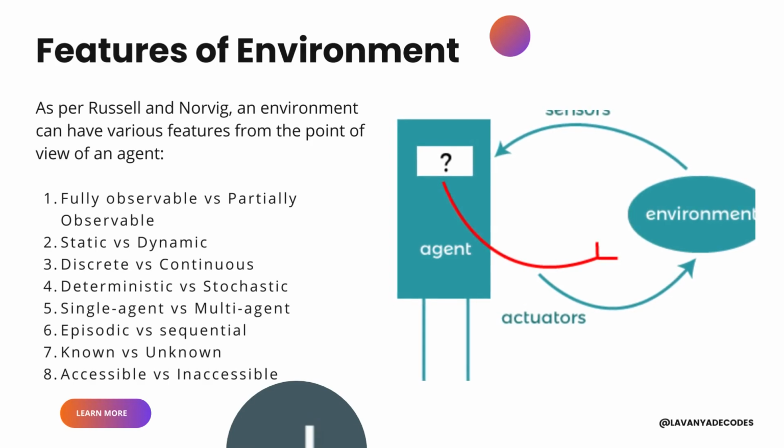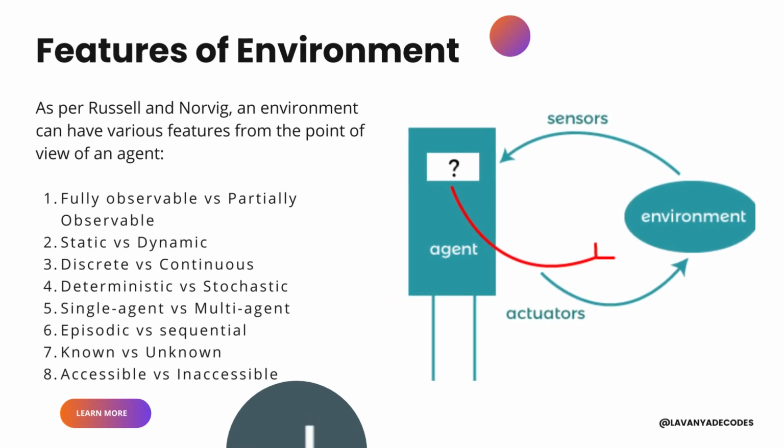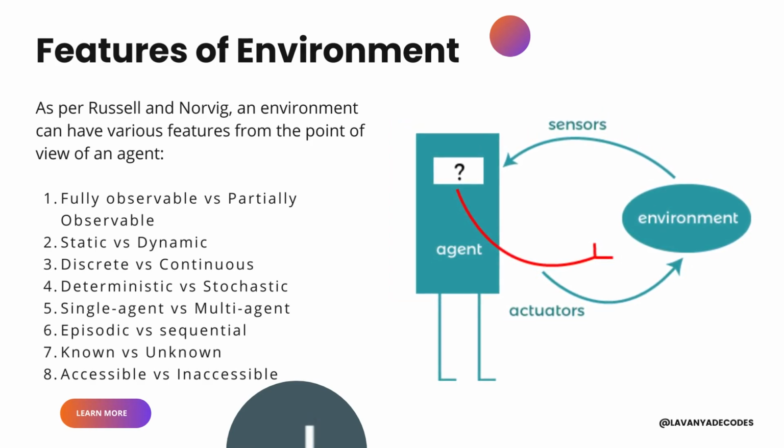Features of environment. As per Russell and Norvig, an environment can have several features from the point of view of an agent. It can be fully observable or partially observable, static or dynamic, discrete or continuous, deterministic or stochastic, single agent or multi agent, episodic, sequential, known or unknown, or, at last, accessible or inaccessible.